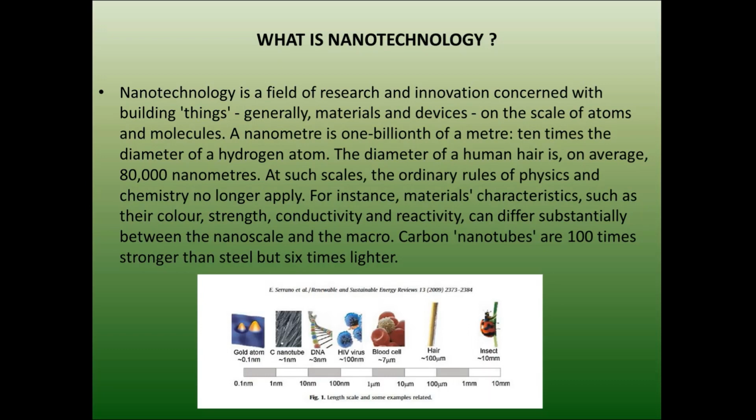At such scales, the ordinary rules of physics and chemistry no longer apply. For instance, materials' characteristics such as their color, strength, conductivity, and reactivity can differ substantially between the nanoscale and the macro. Carbon nanotubes are 100 times stronger than steel, but 6 times lighter.